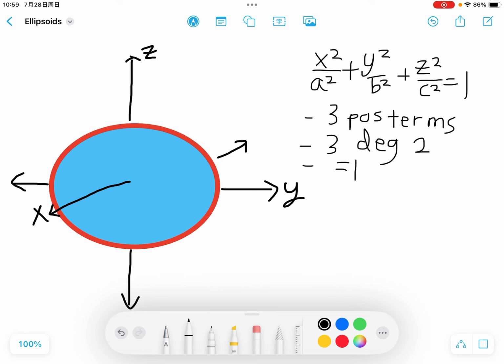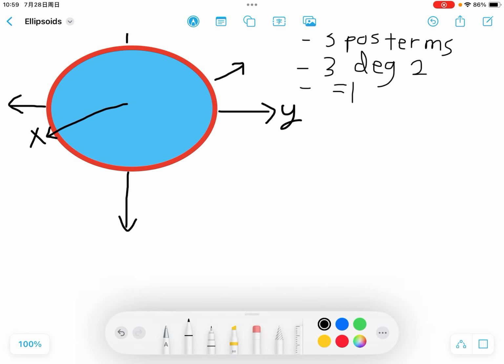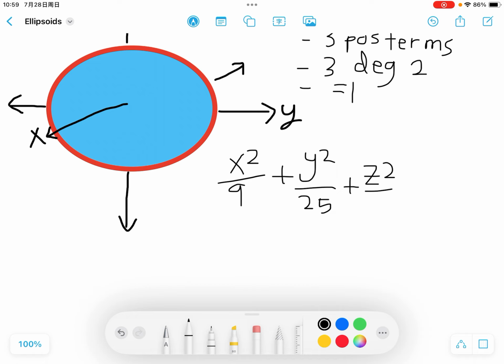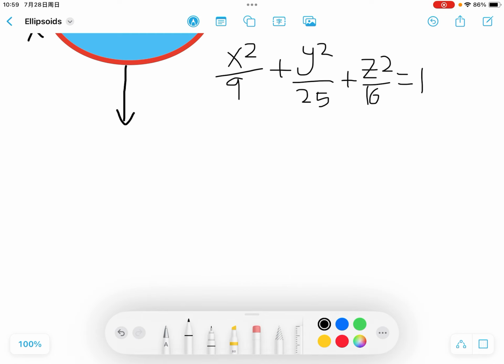So now let's just try to graph an ellipsoid. I come up with an equation: x squared over 9 plus y squared over 25 plus z squared over 16 is equal to 1. So let's just graph this equation over here. You should know what to do by now. Basically, we graph the traces.